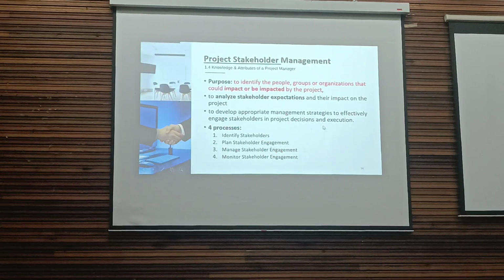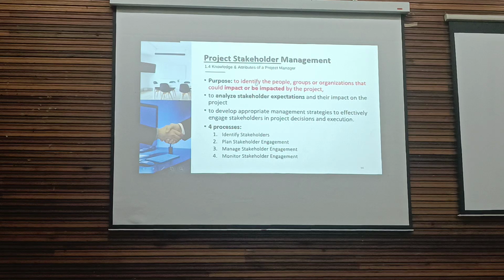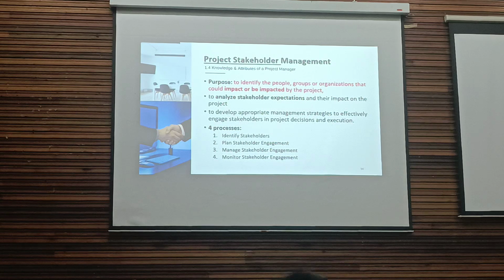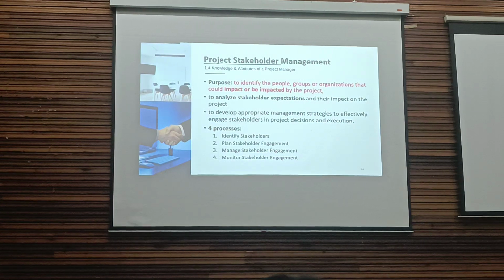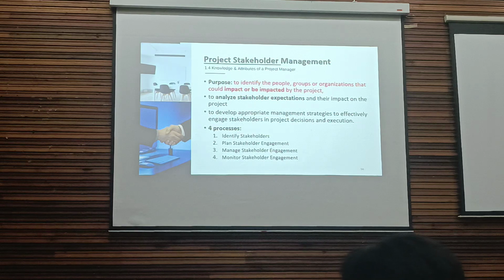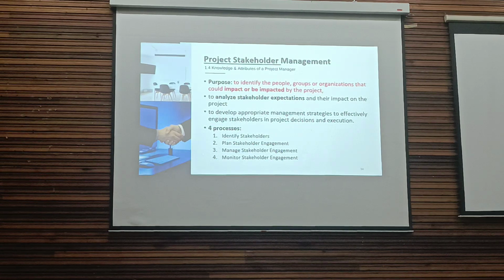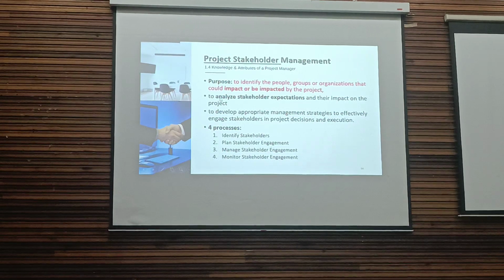Okay, stakeholder management. So stakeholder management is to identify the people, groups or organizations that could impact or be impacted by the project. So this means identify who will be affected by the project, whether directly or indirectly. It can be certain individuals, groups of people or organizations. Also, analyze stakeholder expectations. Find out what the various stakeholder expectations are.